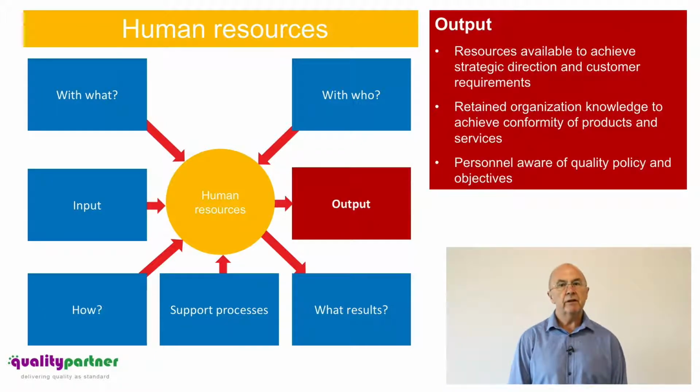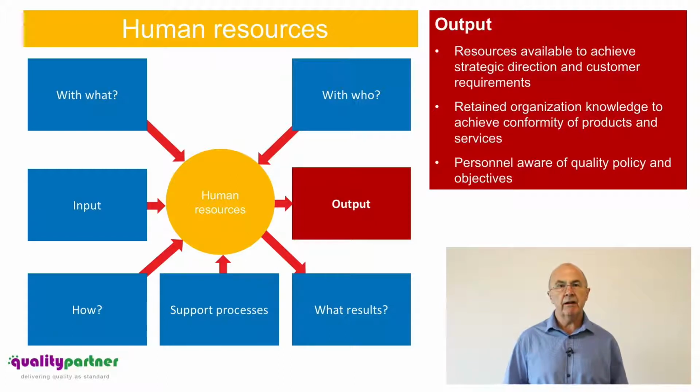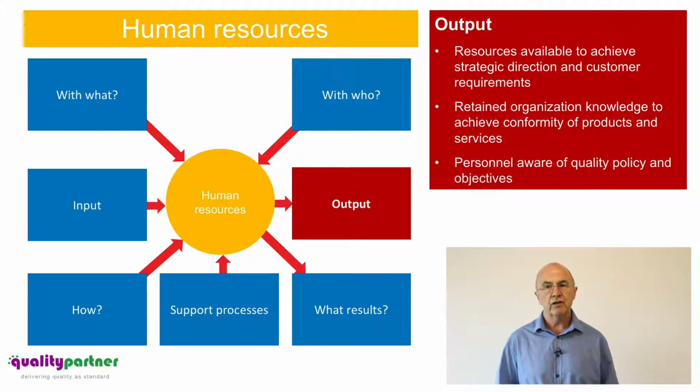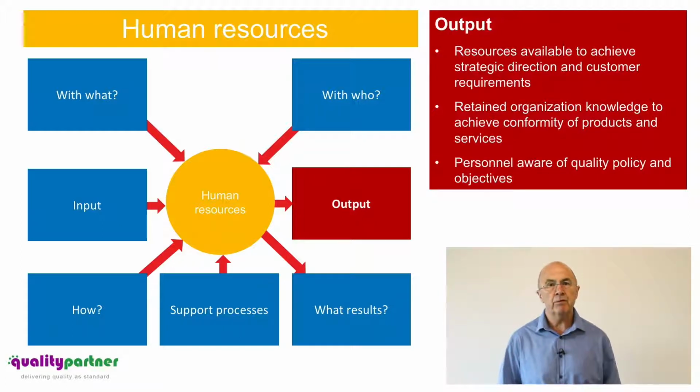So now let's take a look at the output of the human resource process. So what are the outputs? Firstly, we need to make sure we've got resources available to meet the strategic direction of the organisation, and resources available to meet customer requirements. The second point is related to a big change in ISO 9001-2015. This means that we have to have a process to retain organisation knowledge, and we need to retain organisation knowledge to achieve conformity of products and the services that we provide.